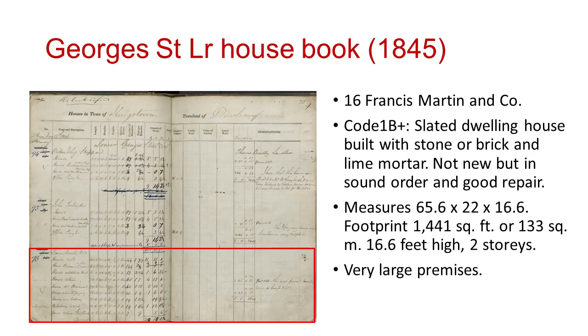And this is an example in George's Street Lower, which is very difficult to see, I know, but it shows you what it's like. And number 16 is a business called Francis Martin and Company. It's got a code 1B plus, slated dwelling house built with stone or brick and lime mortar, not new, and good order. It measures 65 feet, which is quite a lot, by 22 by 16 foot 6. So obviously it's 2-story high, and the footprint of the house is 133 square meters, which is a very large property.